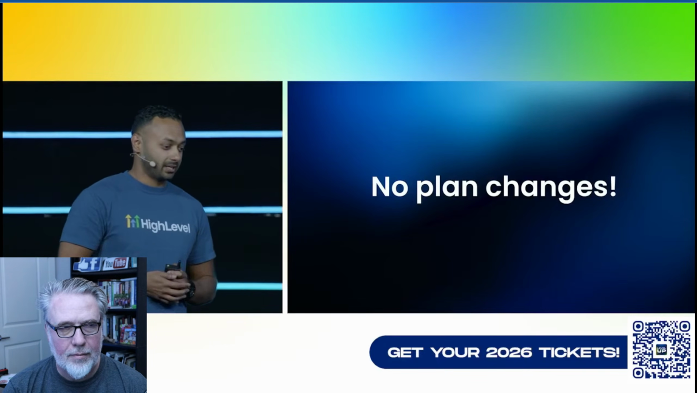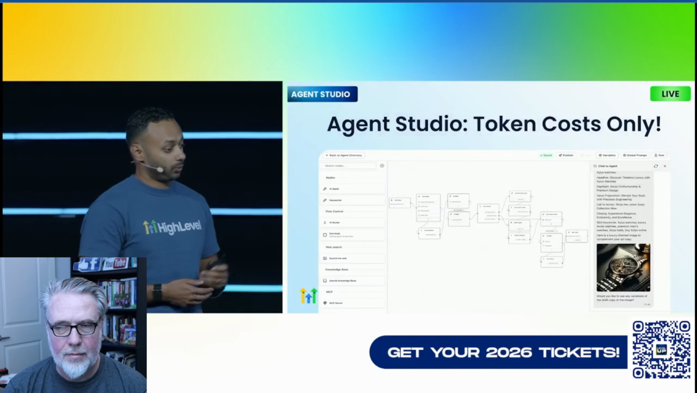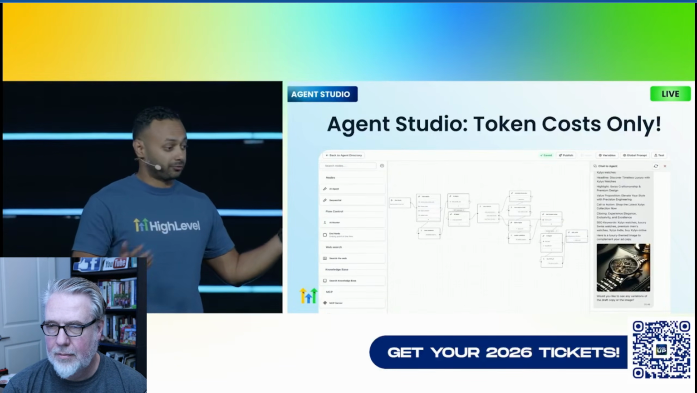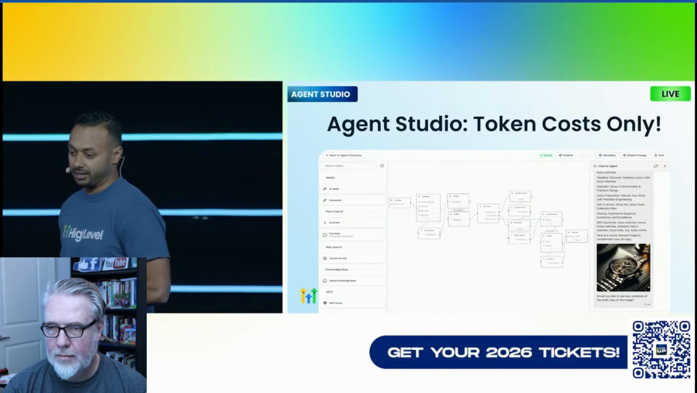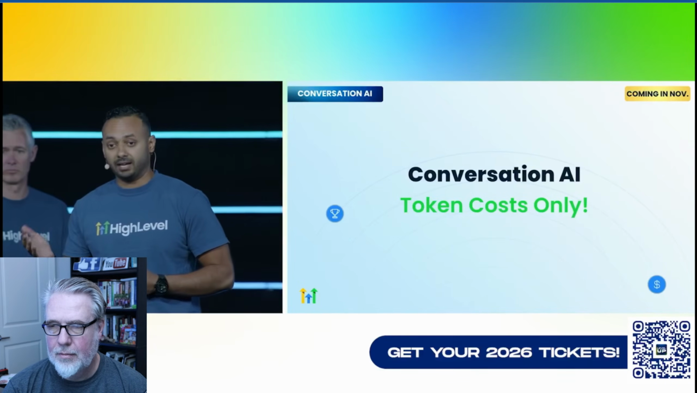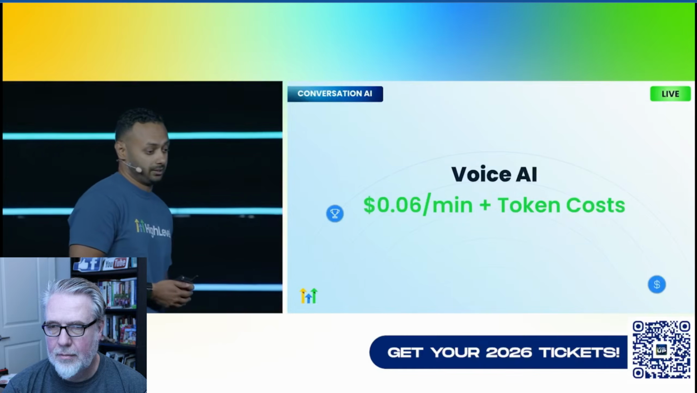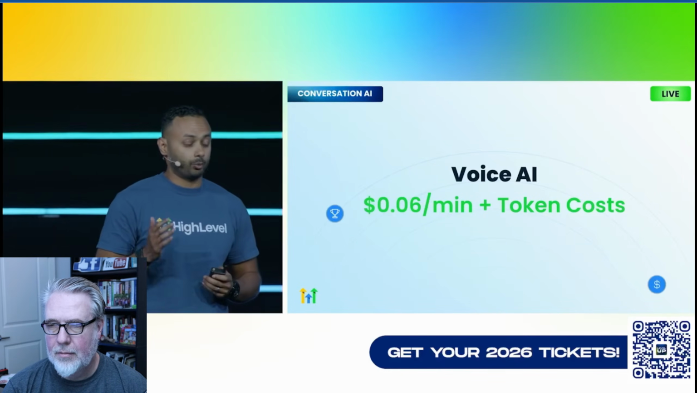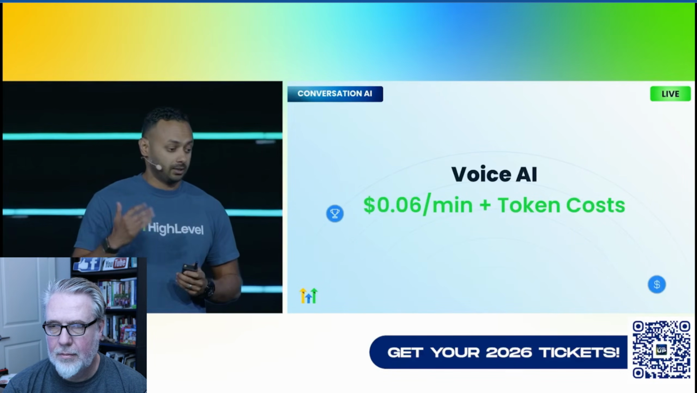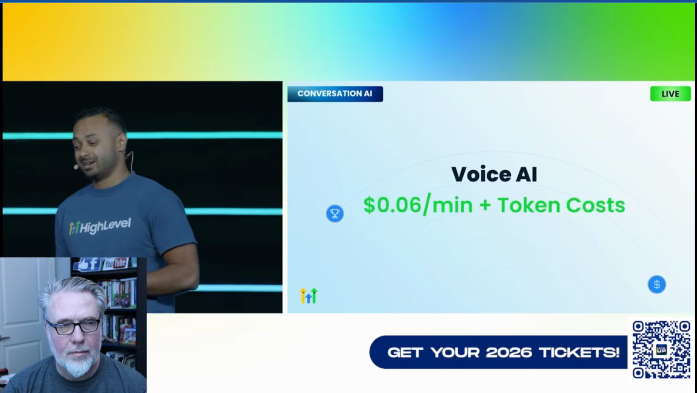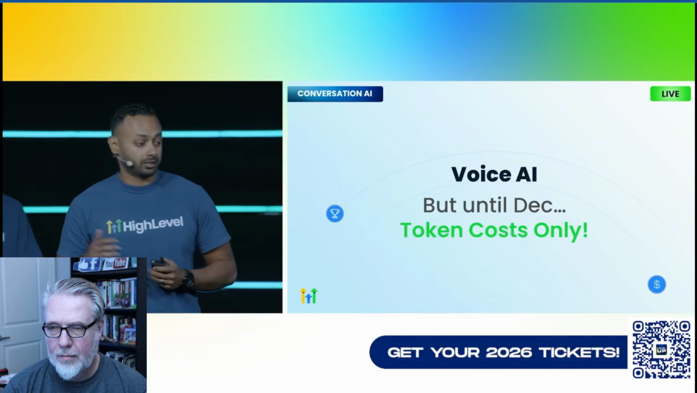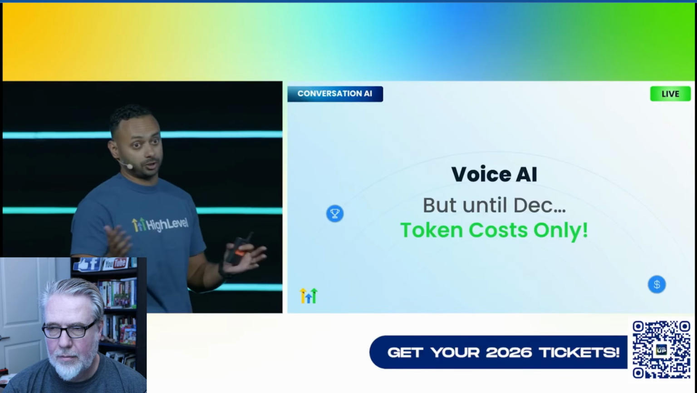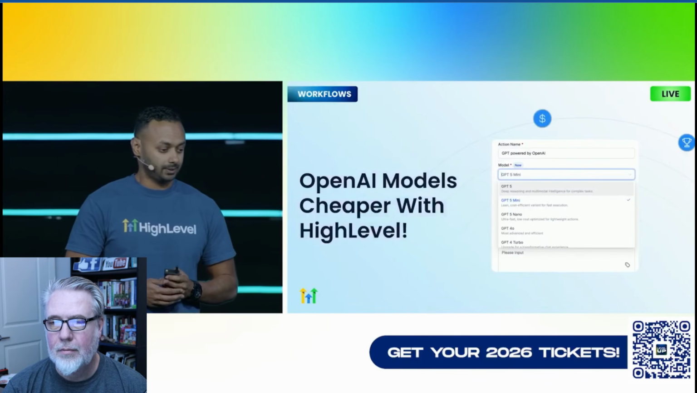In fact, we're gonna take it a bit further. With the Agent Studio, we're not charging for the platform or anything. We're just charging whatever you use for tokens with AI. Conversation AI, same thing, just token cost only. Voice AI, we wanted to be the lowest in the industry with this. So it's 6 cents a minute plus token cost, but we're gonna make it even better. Until December, we're gonna make outbound calls token cost only. So we're not gonna charge you anything there.